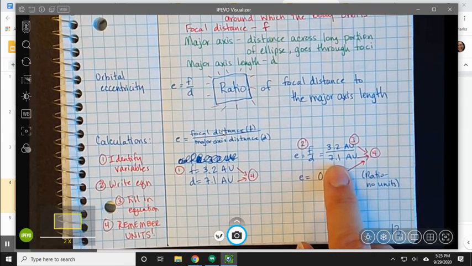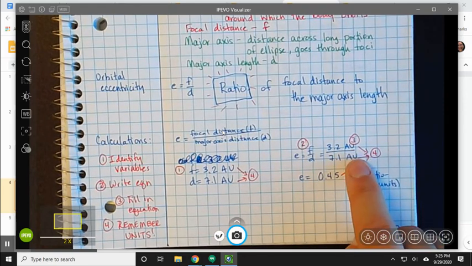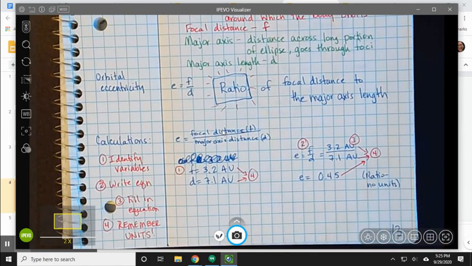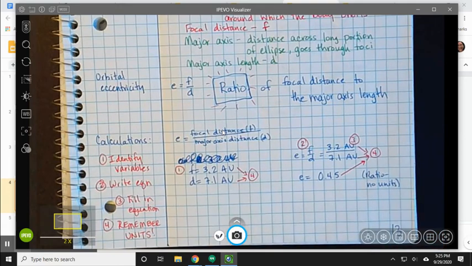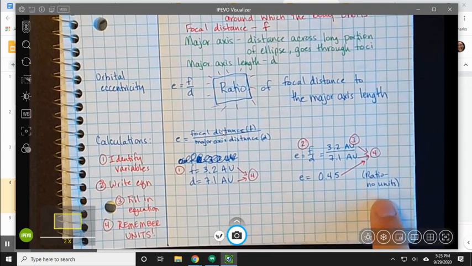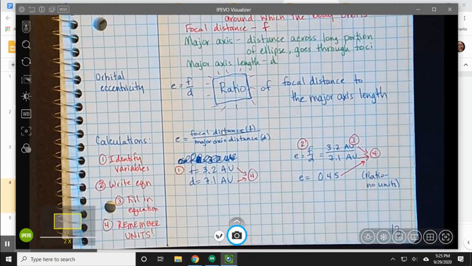3.2 divided by 7.1 gives us 0.45. AU divided by AU cancels out. It essentially gives you 1, like x divided by x gives you 1. Same thing here. So the units, AU divided by the units, AU gives you 1. Those cancel out. You can just kind of stop writing them here. And it's a ratio, so there shouldn't be any units in a ratio.